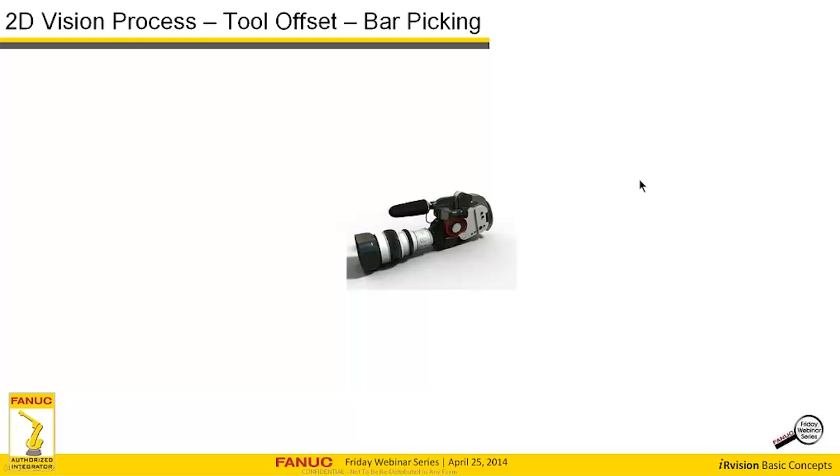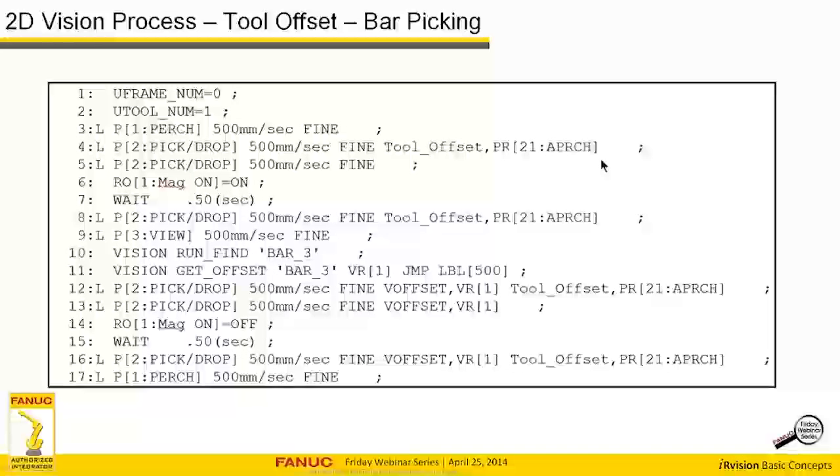Let's move on. We'll look at the TP program. So here's our TP program, really. So all of that, we only used 3 positions. We had a perch, so out of the way. Then we went ahead and did our pick drop motion. We used a tool offset. There was just a 100 millimeters in Z in this PR21. Moved down, turned our magnet on, waited half a second, retreated up to the same position as here. Moved directly to our view position, executed our run find, got our offset, and then move back, and we apply.